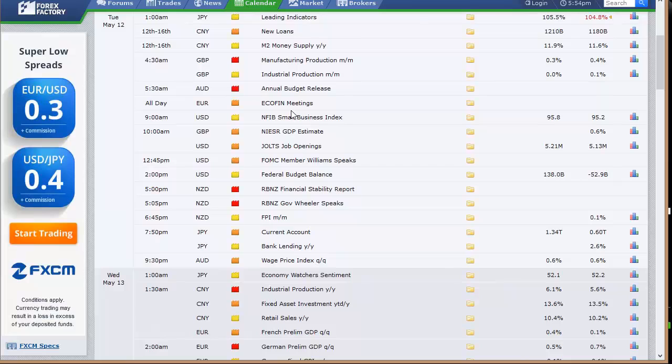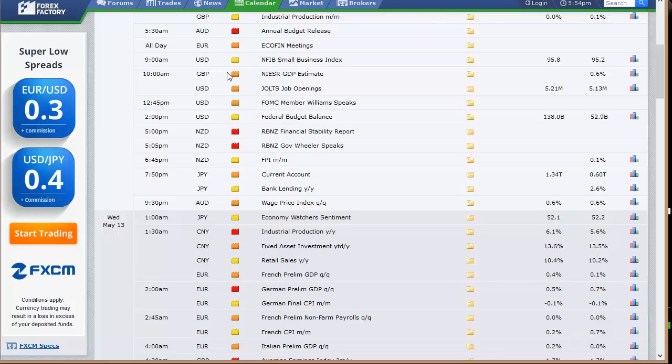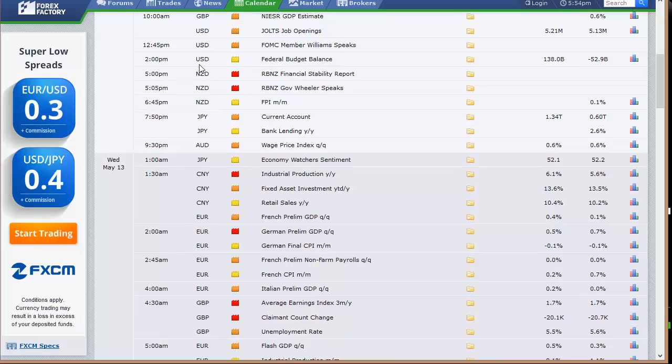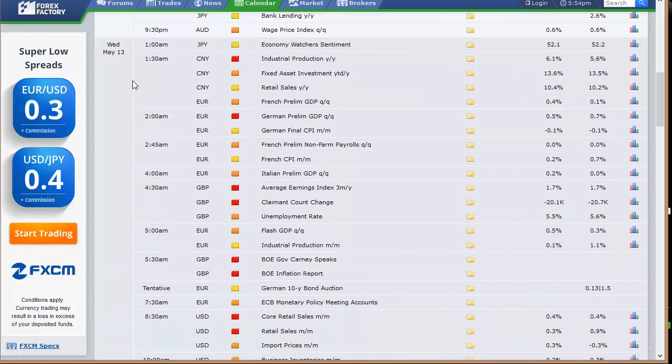Sometime this week, evidently, China releases new loans and money supply numbers. 4:30 a.m. Eastern Time Tuesday morning, we've got manufacturing production and industrial production. Australia's annual budget release. You've got the NFIB Small Business Index out of the U.S., the JOLTS job openings data here. We've got a Fed member speaking. The Fed budget balance number in the afternoon. That's not a big deal. One of the basically Fed governors out of New Zealand speaking in the evening on Tuesday, and also the FPI number there. Current account and bank lending out of Japan. Wage price index out of Australia. Economy watchers sentiment number out of Japan.